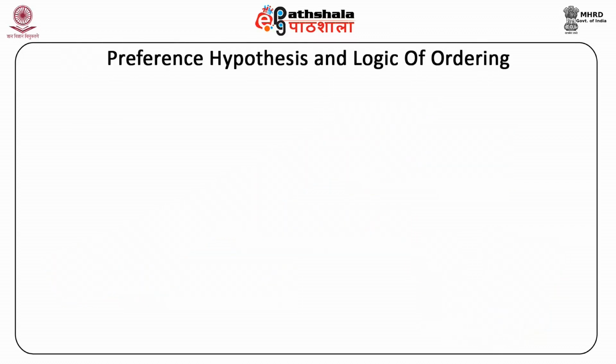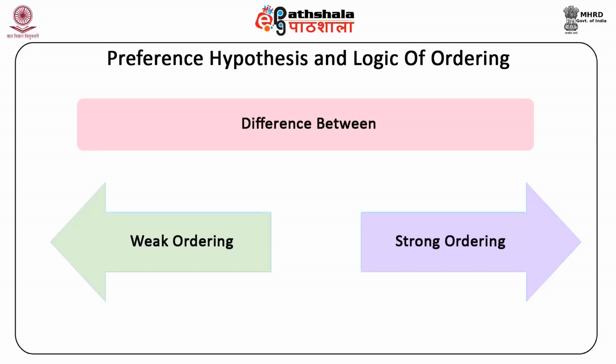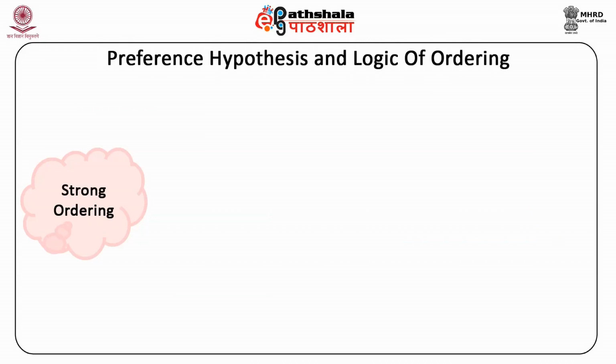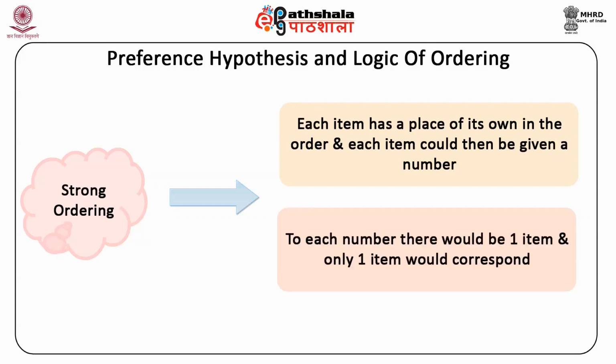Let us proceed with the logic of order by first explaining the difference between strong and weak ordering, followed by demand theory based on weak ordering. Strong ordering: a set of items is strongly ordered if each item has a place of its own in the order and each item could then be given a number, and to each number there would be one item and only one item which would correspond.